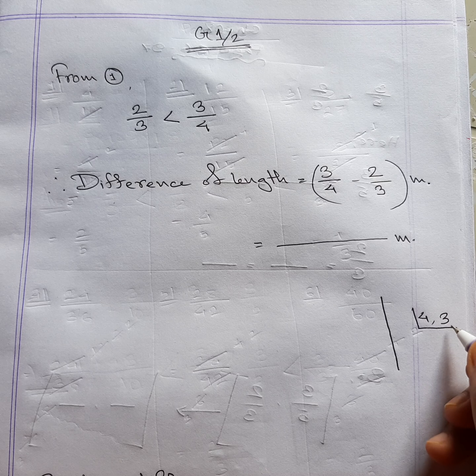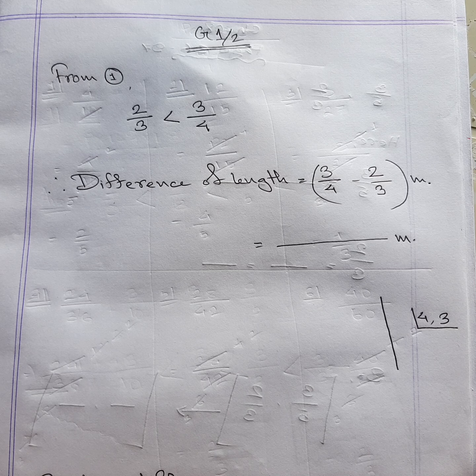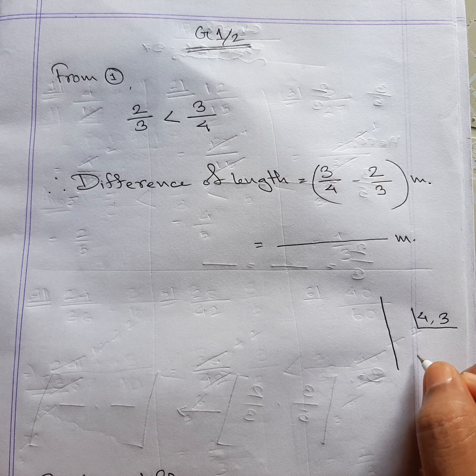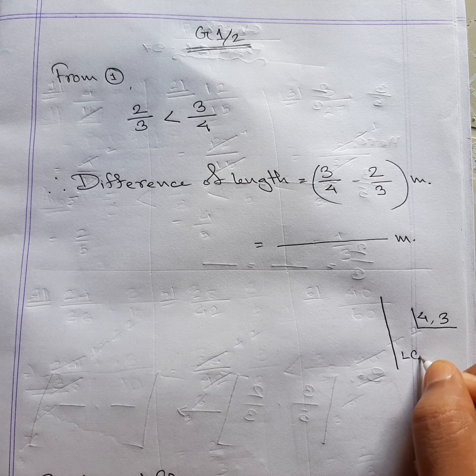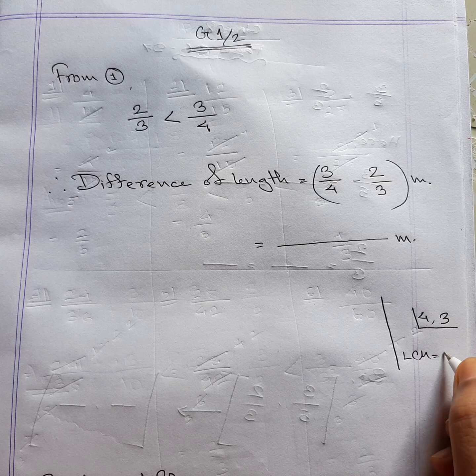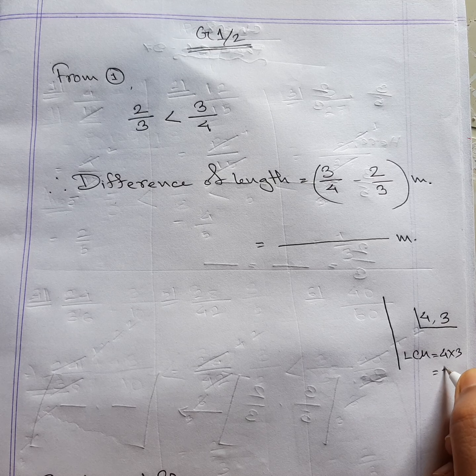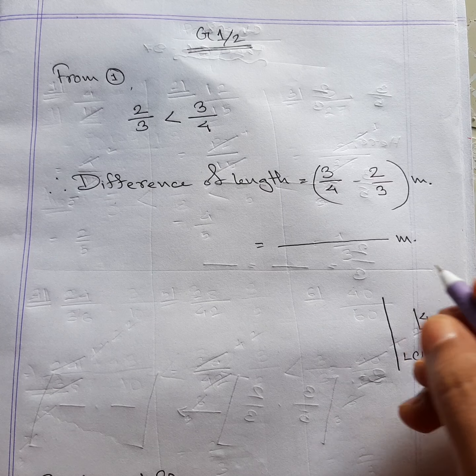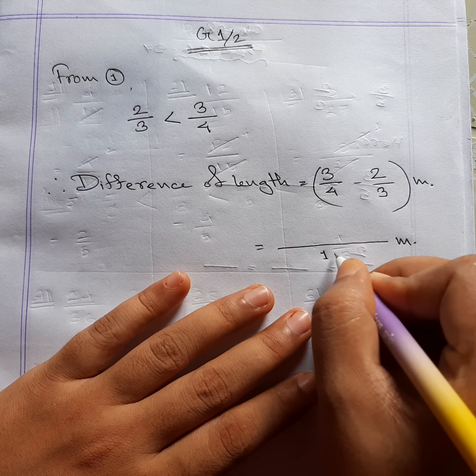As you can see, 4 and 3 are two different numbers, and we cannot divide with 2, 3 or 5 or anything like this. So what are we going to do? We are going to just multiply them to find the LCM. The LCM is 4 into 3, which is 12. So we are going to write down the LCM over here.